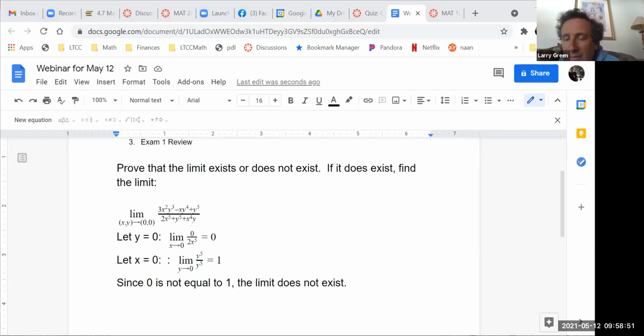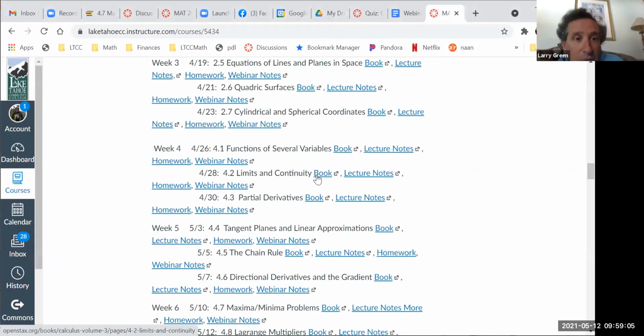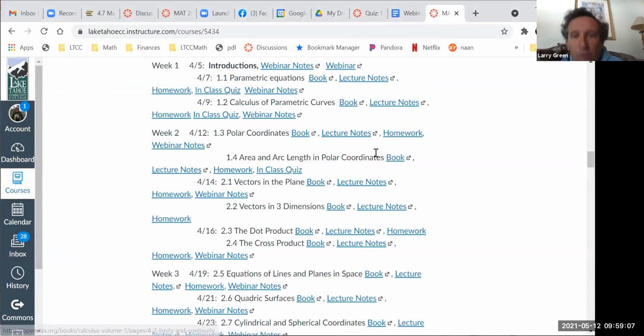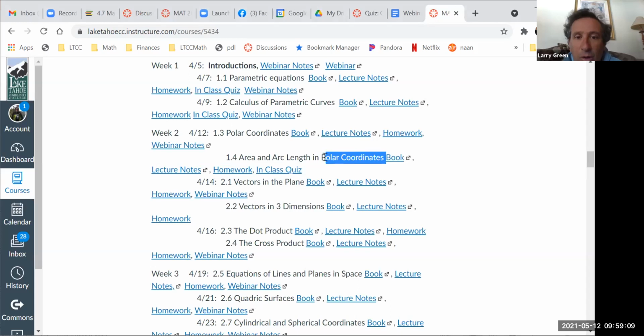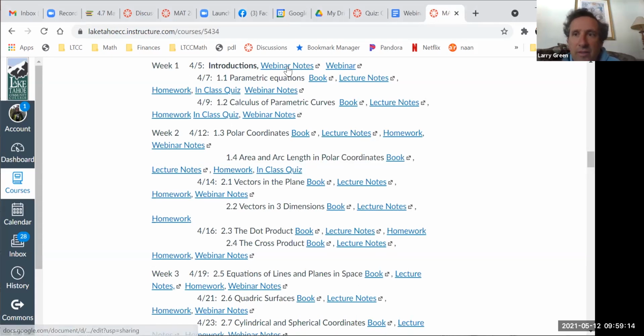Okay, so there's a request for area and arc length from 1.4. Again, I have to look to see what 1.4 was because there were 2 of those kind of things. Let me go find it. So 1.4, polar coordinates. So area and arc length in polar coordinates. Okay, so those are nice.